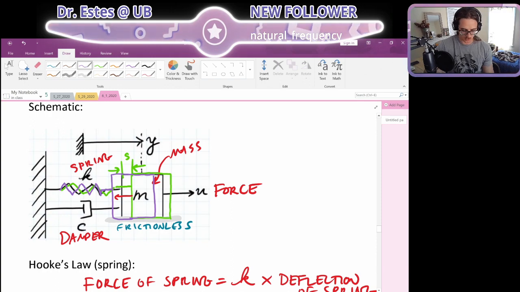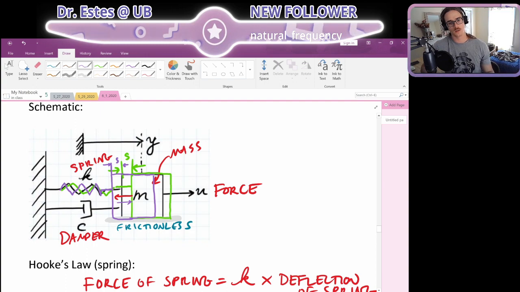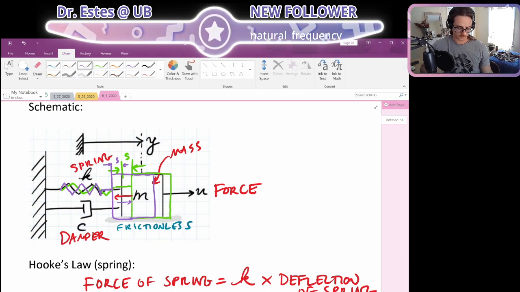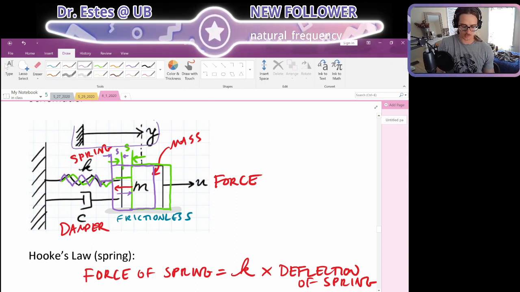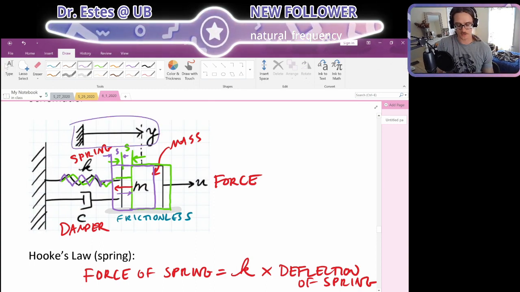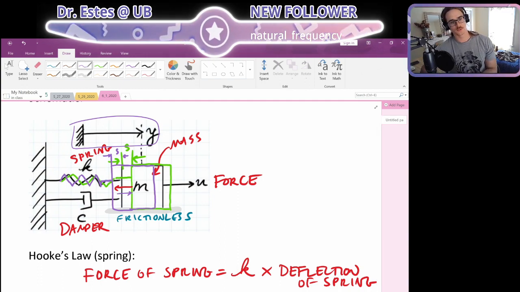So it got squished now. And if it also got deflected a distance S, well, then the force would go the other way, and the magnitude of that force would be the spring constant times s. In this drawing, we're going to assume that we stretched the spring a distance y. So that's what this coordinate means in the schematic. I probably should have just drawn it that way.